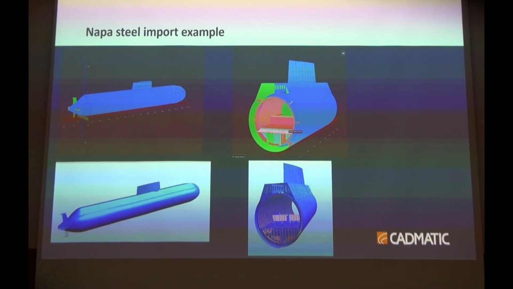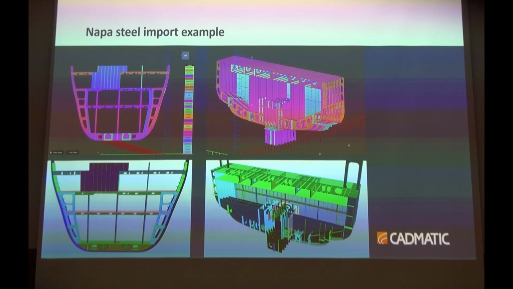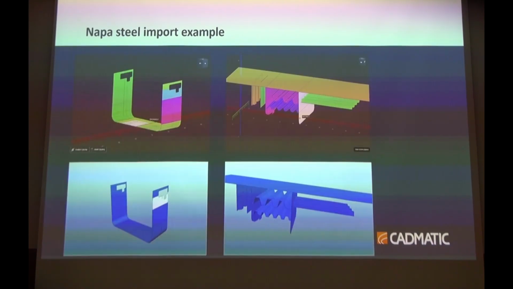Here is some Napa steel import example. This is, as you can see, clearly a submarine. On the left, a mainframe as an example. The above is Napa steel, below is CADMATIC hull. Next to that, an armchair, for example. On the left over here, we have some shell plates with hull line boundaries, which can be imported. And on the right, an example of all kinds of corrugated bulkheads in different directions.